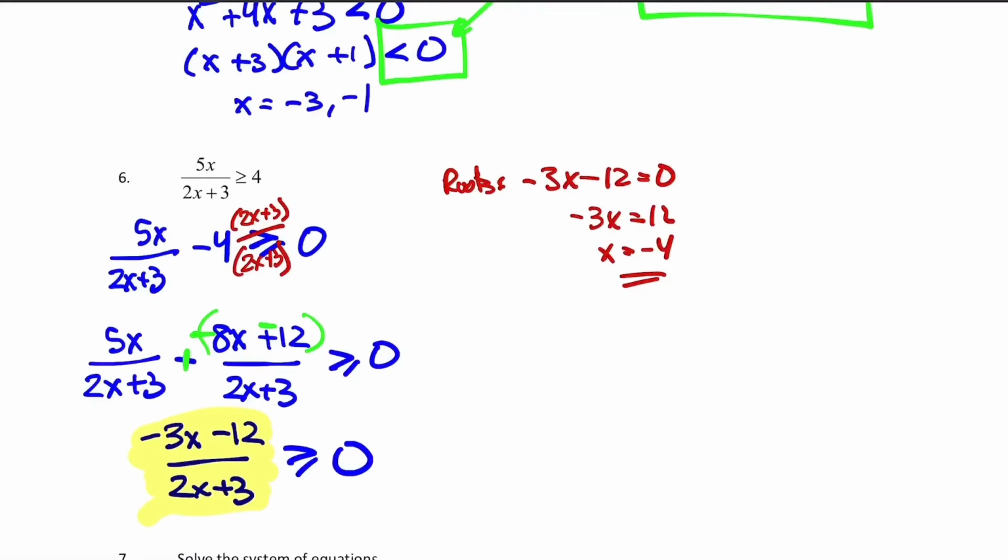Next, I find the restrictions. Well, how do you do that? You set the denominator equal to 0. 2x plus 3 equals 0. 2x equals negative 3. X equals negative 3 halves. So I found my roots. I found my restrictions. Next comes the number line.